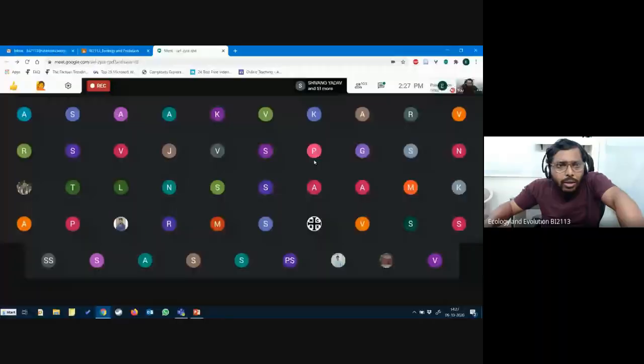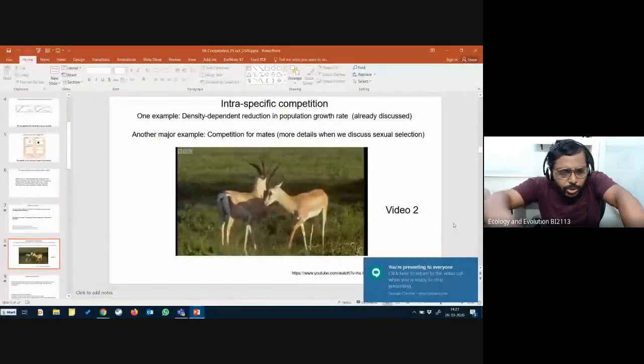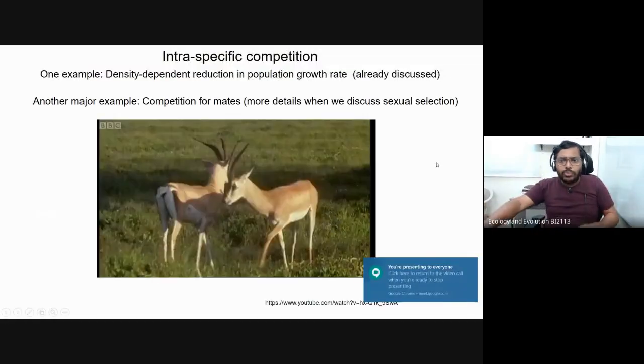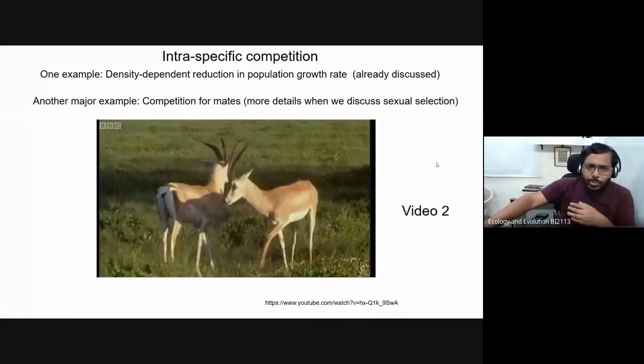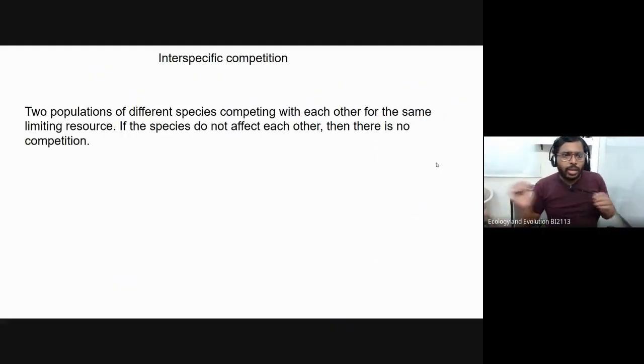Okay. So, as I said, we are going to get back to this topic when we do sexual selection, but before that we'll have to take care of natural selection and so on and so forth. So let's get to interspecific competition.